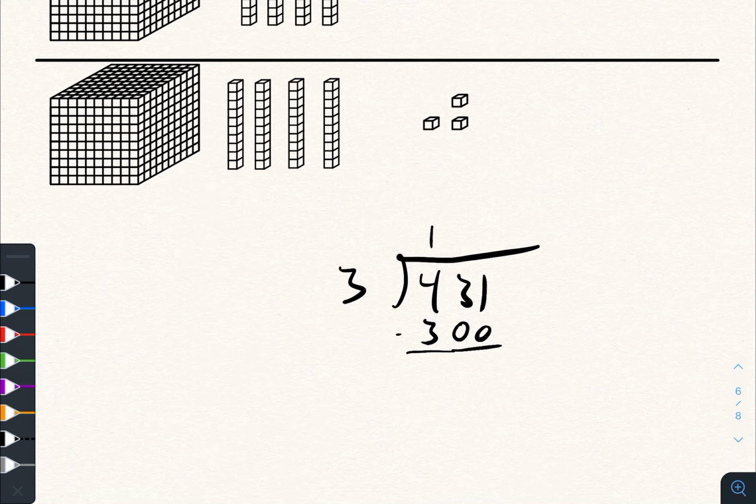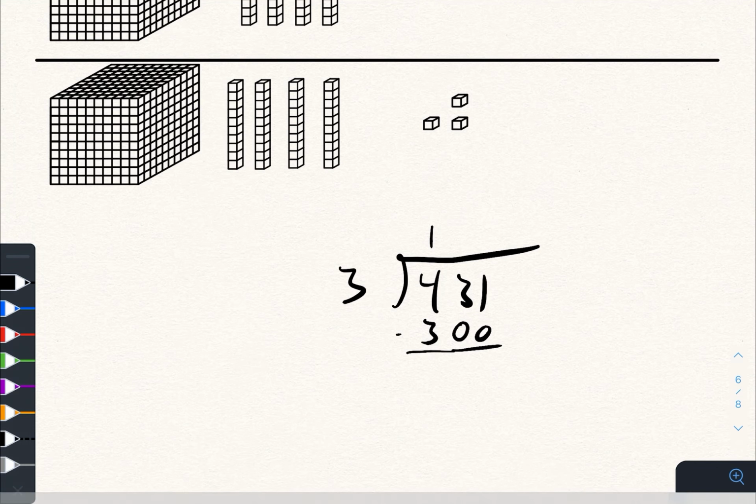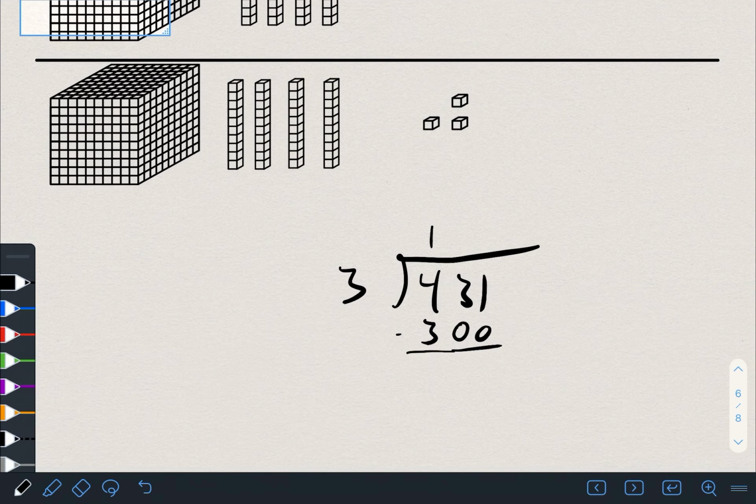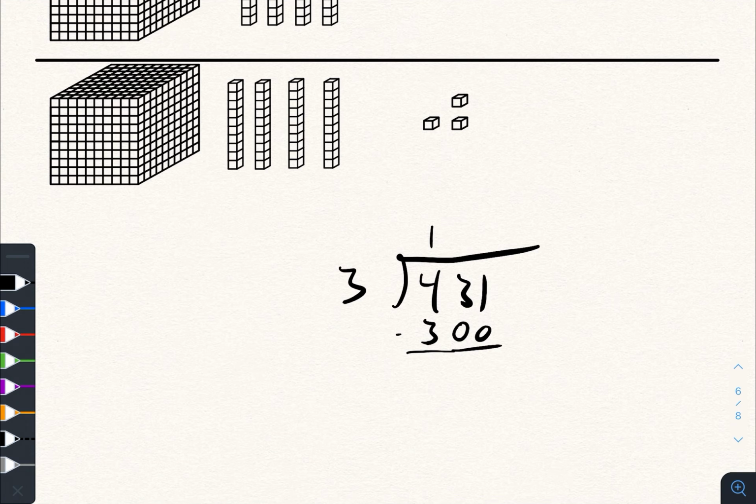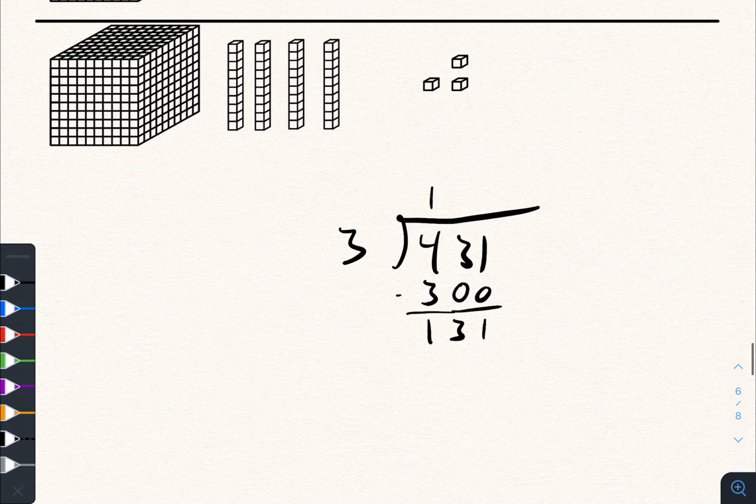So this is representing, I have 100. That's why this is above the 4, because this is for the hundreds place. So I have 100, and then times 3 is 300. Take that away. What am I left with? I'm left with 131.